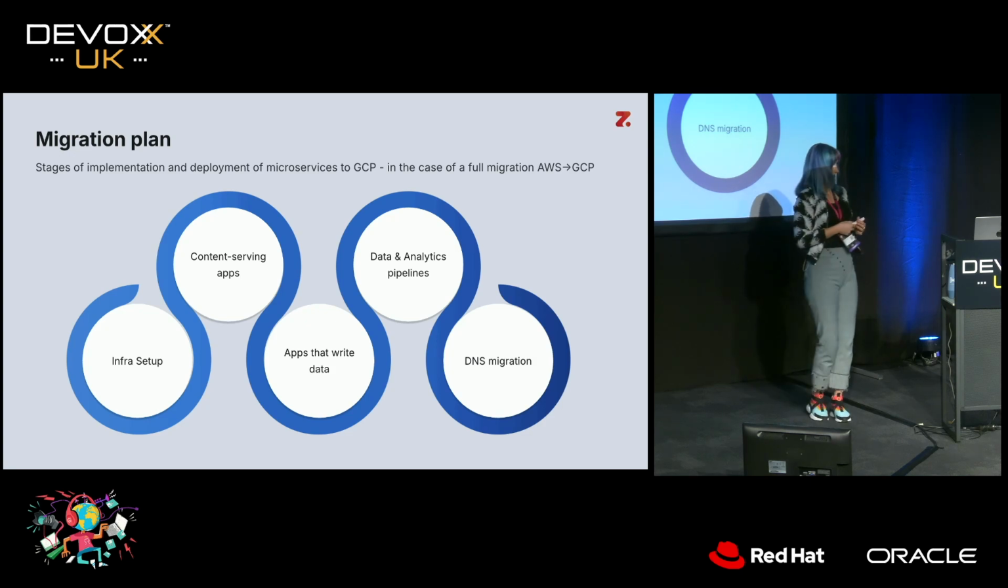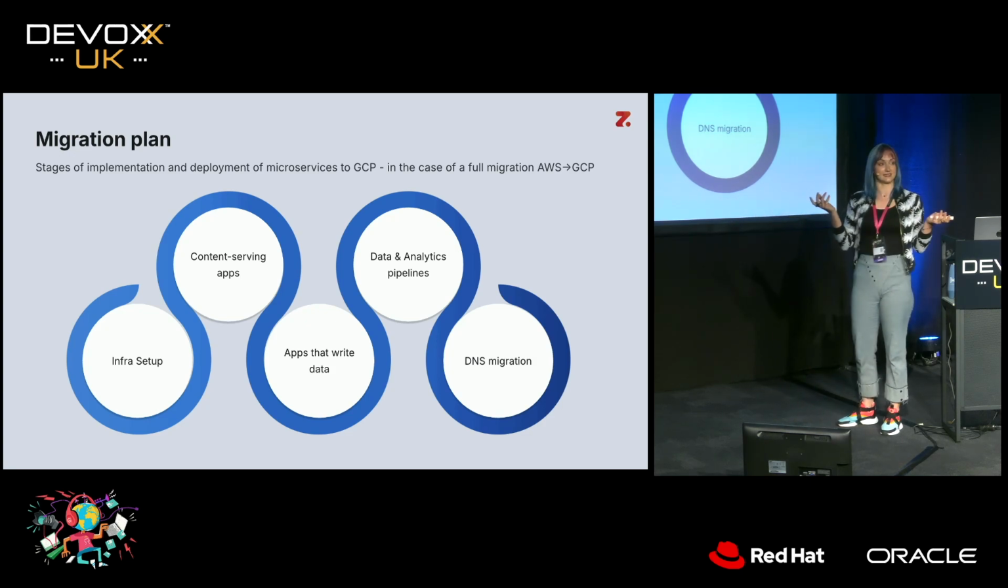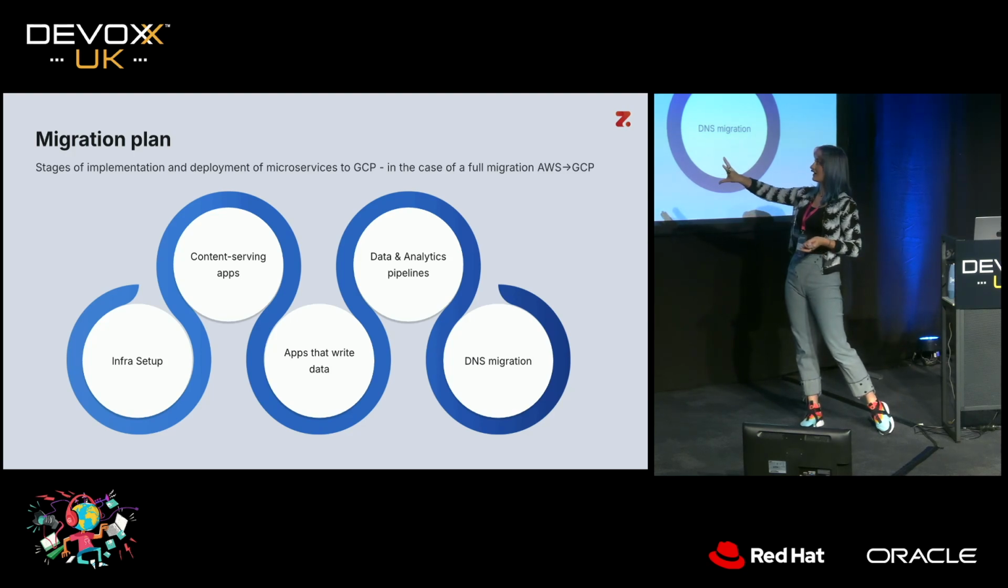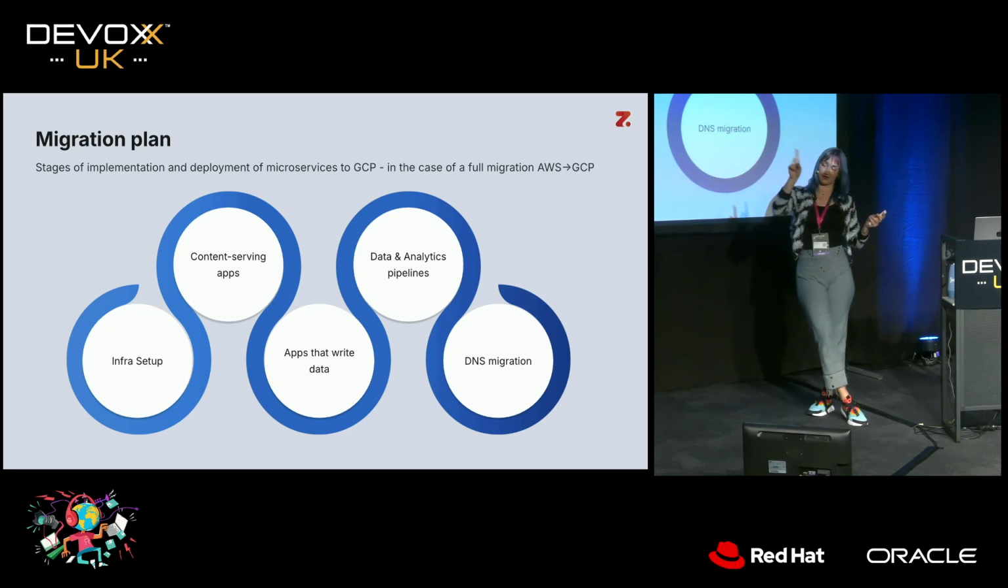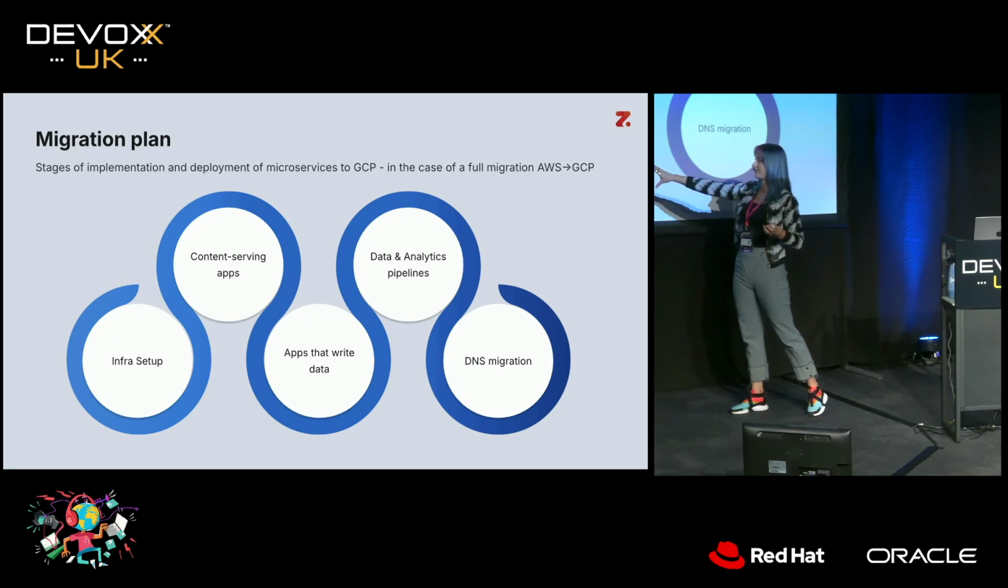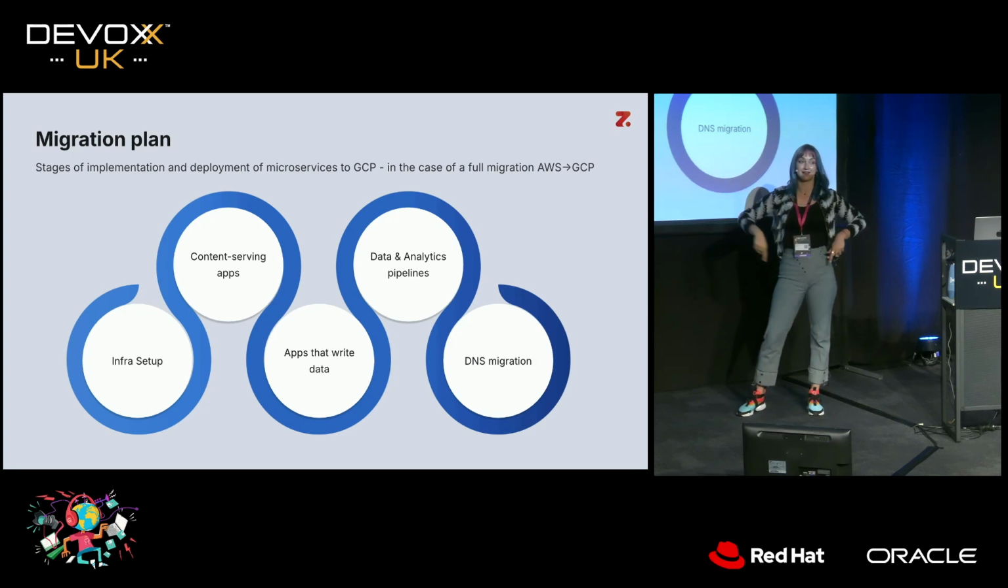What was the migration plan in general for us? This was, like I said, a migration project fully. So we were first setting up the infra, then migrating the content-serving apps, which included the dual cloud run. Then we flipped the apps that write data. Last night, we finished at 10:30 p.m.